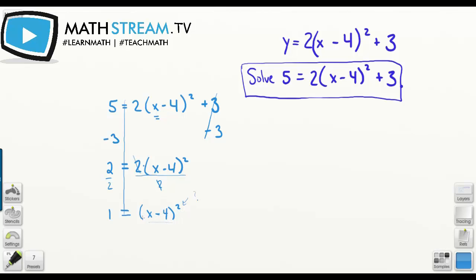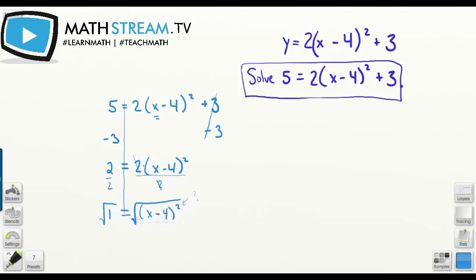Well, if you recall potentially from last year or the year before, we can undo a square by using a square root. A square root does the opposite of a square. If you don't remember how square roots work, make a little note in your notebook right now to ask me tomorrow to expound on this.